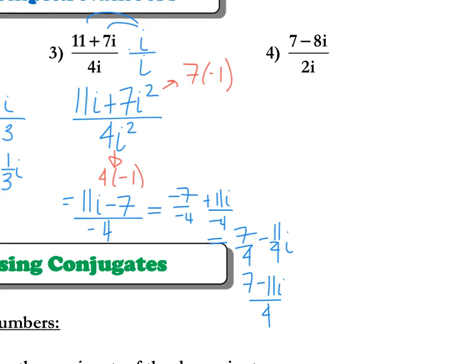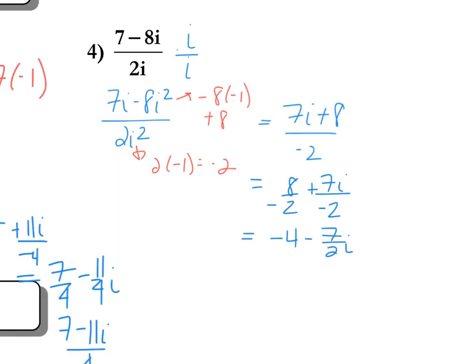So hit pause. Okay, here's what we should have done for our final answer. So negative 4 minus 7/2 i. First just multiply by i, distribute it through, simplify powers of i. So i to the second is negative 1, and that's how we get plus 8. And then i squared is negative 1, and that's how we get negative 2. Put the real part first, imaginary part second, and then you can never leave a negative in the denominator, so we simplify it through.